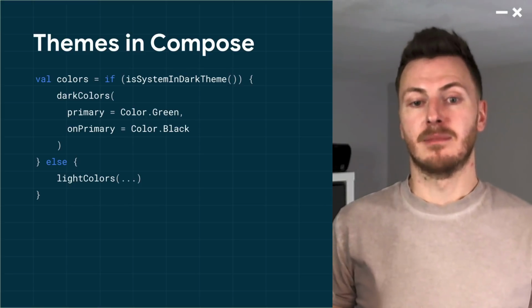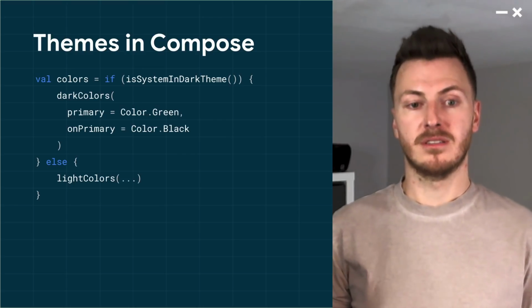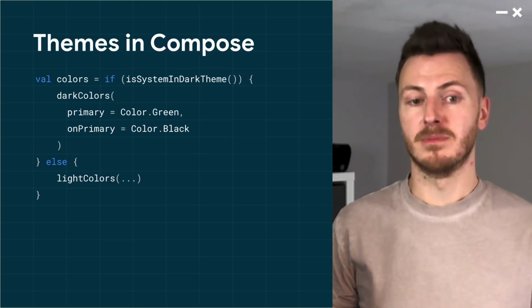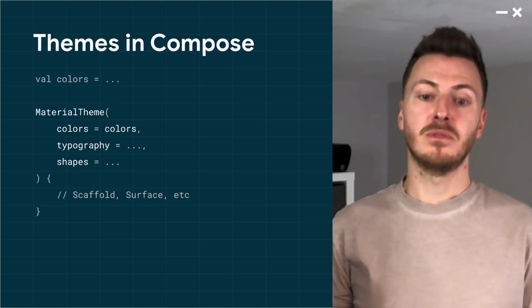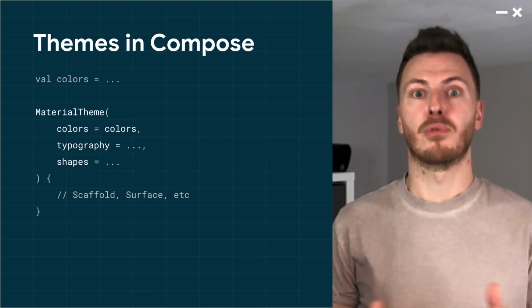Now, similar to MDC, Compose offers an implementation of Material Design, and that includes the theming system. If you take a look at this example, you'll see that we're creating a color palette setting the primary and secondary colors. Then, to use that in Compose, you would use the MaterialTheme composable, passing in those colors. All of your Material components will then use those colors as their color palette.